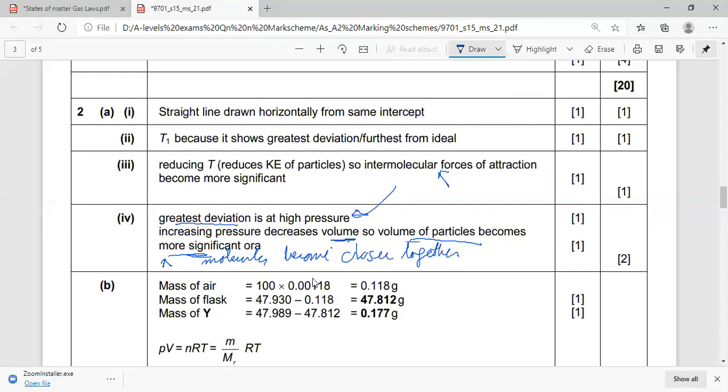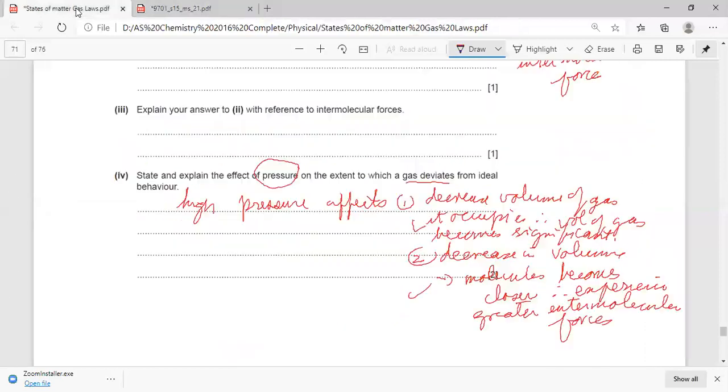Therefore, it experiences greater intermolecular forces, which become more significant. As I said, they wouldn't give you a mark for the same idea, of course, because they test you on your ideas. Okay, so now this is the question that I have got on this one.